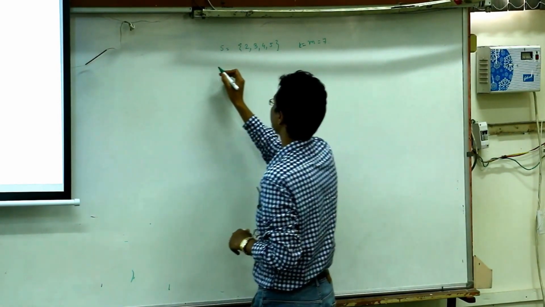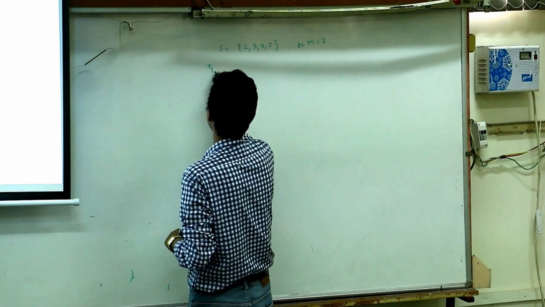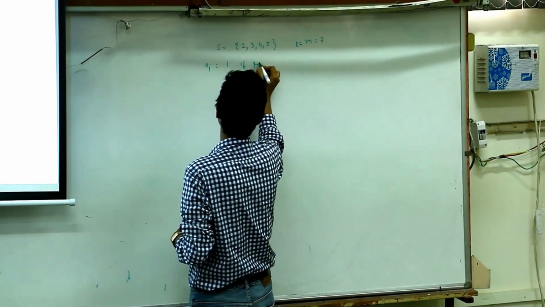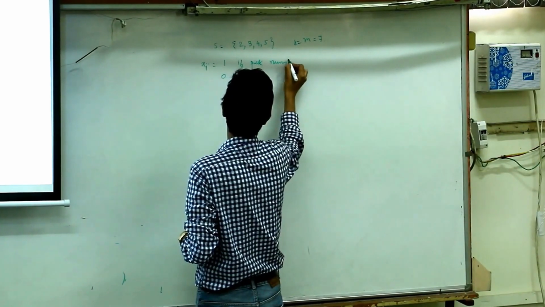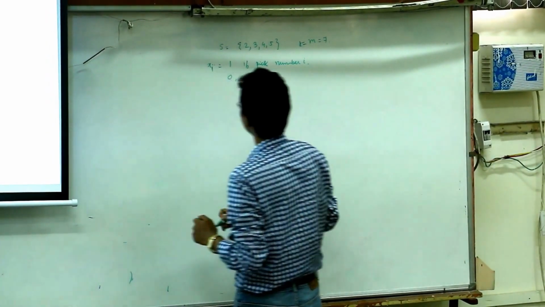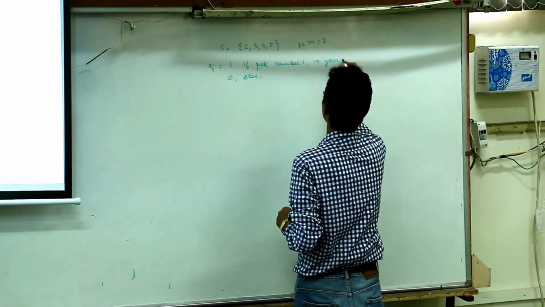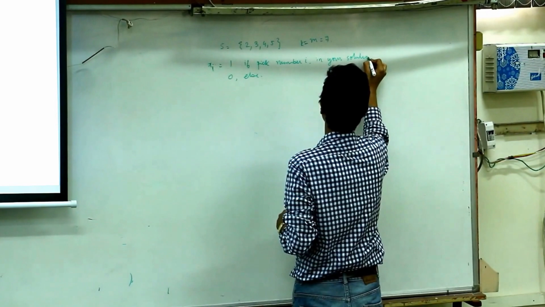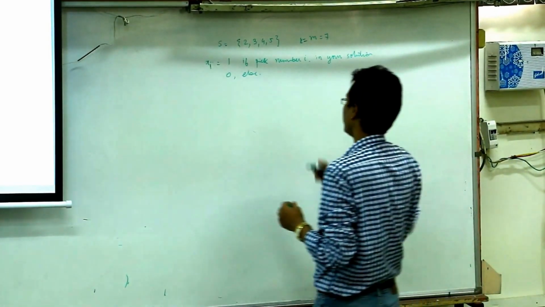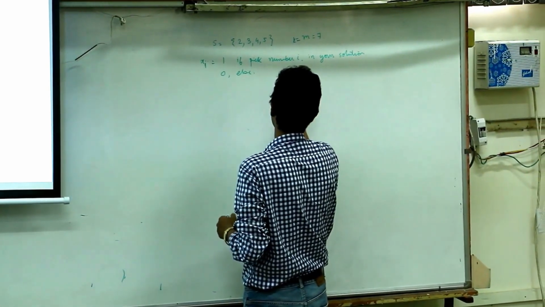So you set up numbers xi's, where xi is equal to 1 or 0 depending on whether you pick number i in your solution. We will create the tree as follows. Initially we'll take x1.